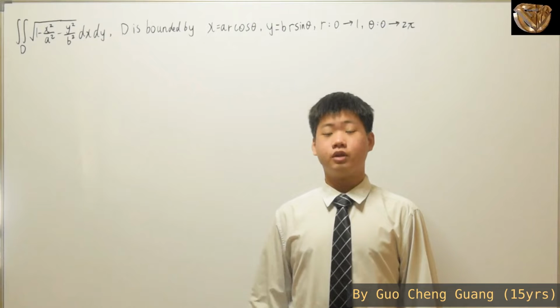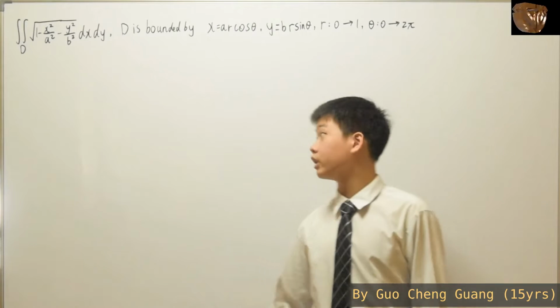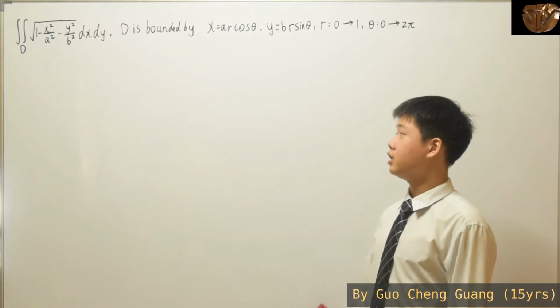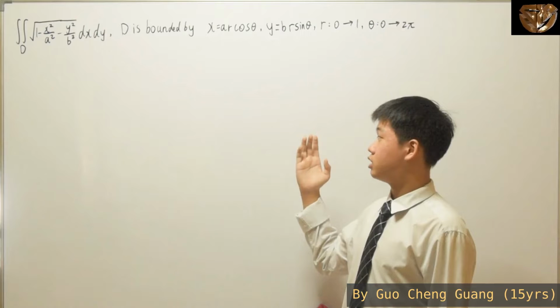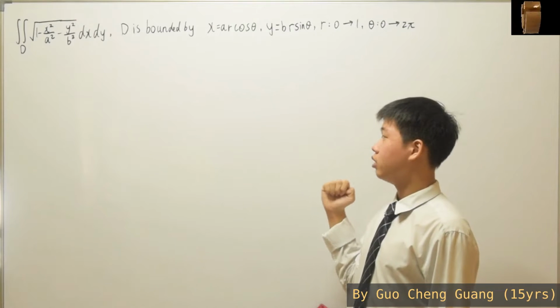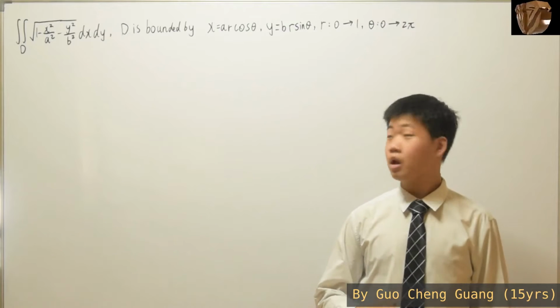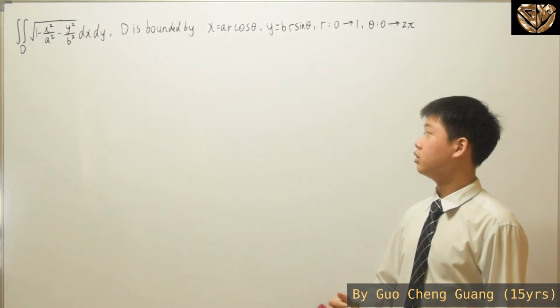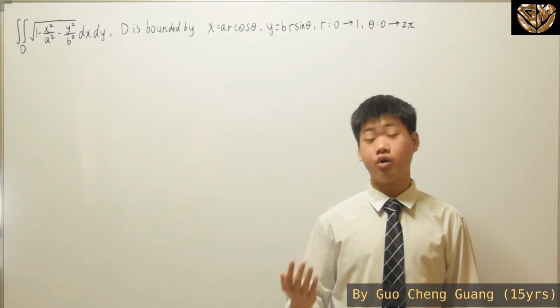In this lesson of the techniques and applications of definite integration, we'll be taking a look at this example here. And this example is about double integration. Within, you have the integrand of square root 1 minus x squared over a squared minus y squared over b squared dx dy. So for this kind of integration, when you see both x squared and y squared, you might be thinking of polar coordinates, right?